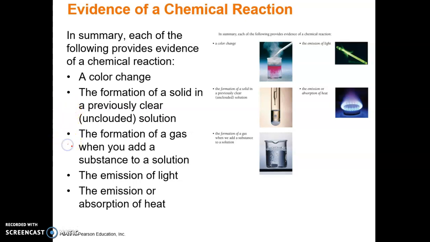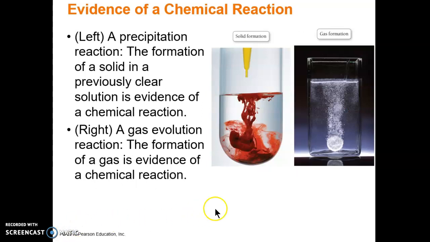The formation of a gas when you add a substance to a solution, the emission of light, or the emission or absorption of heat. So sometimes when you are doing a chemical reaction, like say in an acid-base reaction, your reaction vessel will feel warm. Sometimes when you're doing a reaction, your reaction vessel will feel cool. Here is a picture of when a precipitate is formed, and here is a picture of when gas is formed.